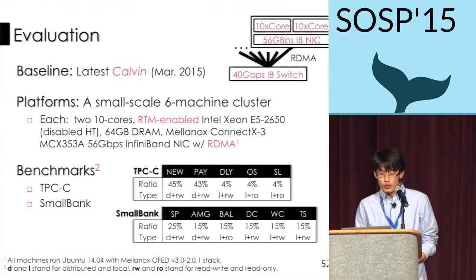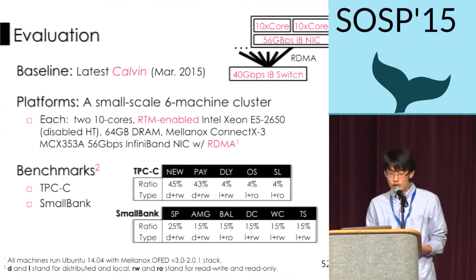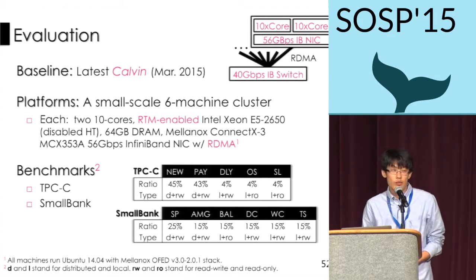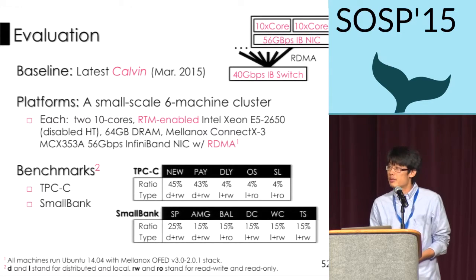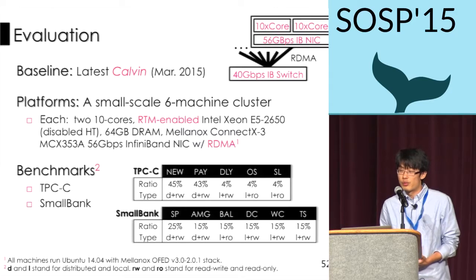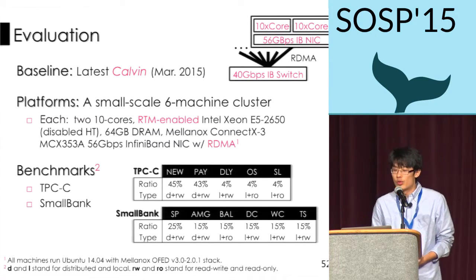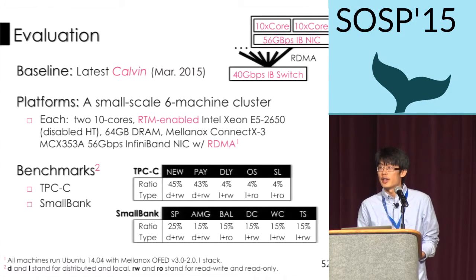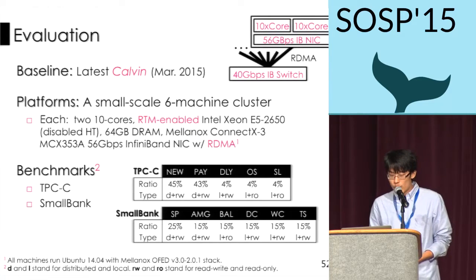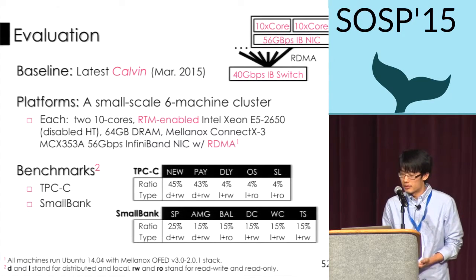In our evaluation, we want to show that by fully leveraging the advanced hardware features, our system can achieve better performance than the previous designs. We use Calvin as our comparison since it has the best reported TPC-C results for a distributed system during our research. All the experiments are carried out on a local cluster with 6 machines. We use Intel's RTM as our HTM platform, and each machine is connected with an RDMA network. We use 2 popular online transaction processing benchmarks, TPC-C and SmallBank.